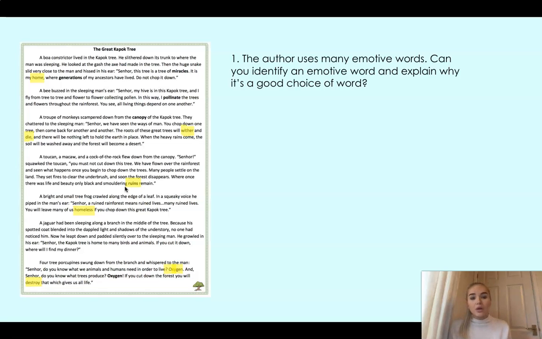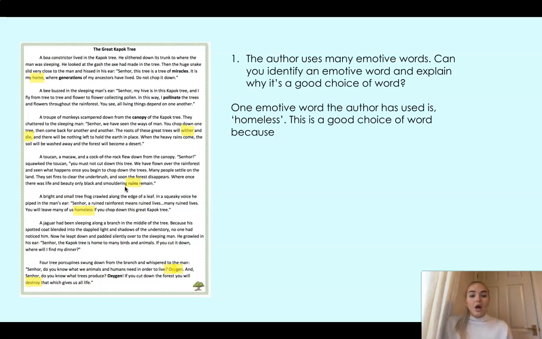And I'm going to choose one of those words. It only asks for one. So I'm going to choose the word homeless. So I've started my sentence by saying one emotive word the author has used is homeless. This is a good choice of word because... And now I'm thinking, well, why is the word homeless an emotive word? Why is that a good choice of word?